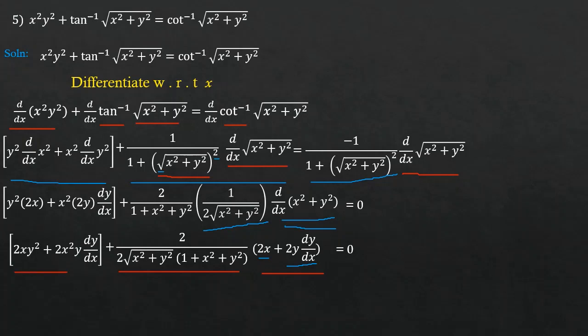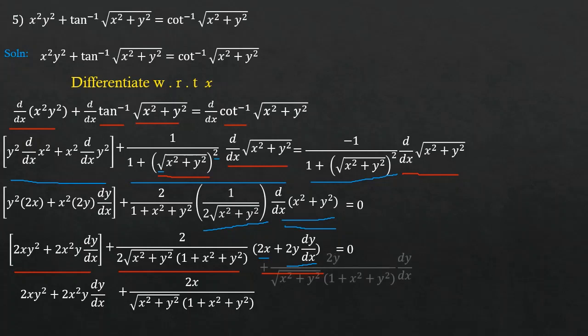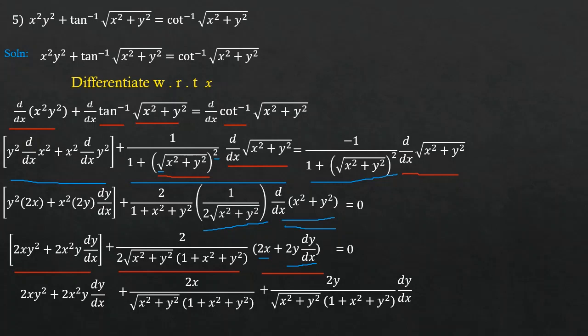So we'll write down this term as it is and multiply this whole term inside the bracket. That gives you 2x upon under root of x square plus y square multiply by 1 plus x square plus y square, plus 2y upon under root of x square plus y square multiply by 1 plus x square plus y square into dy by dx is equal to 0. मतलब डेरिवेटिव लेने के बाद भी थोड़े स्टेप्स करने पड़ेंगे, which is a basic of mathematics.